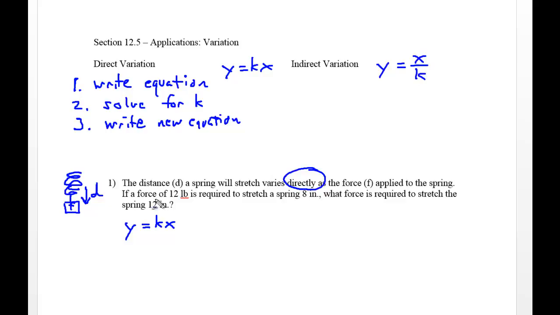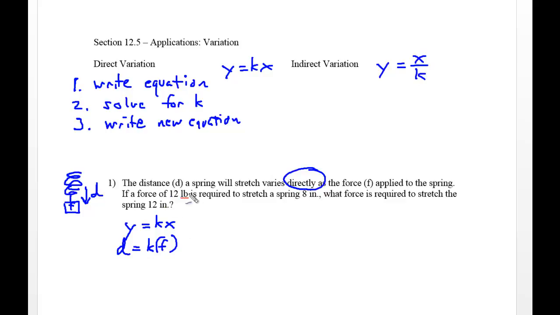So now you're actually given some information. It says if a force of 12 pounds is required to stretch a spring 8 inches, so we know in this situation that we are putting 12 pounds of force onto the spring that stretches 8 inches, and in this case the distance d varies directly as the force F. You have to read the problem to figure out which letter, y or x, is your distance or force. In this case, it sets it up pretty much as it's read. The distance is equal to k times the force.